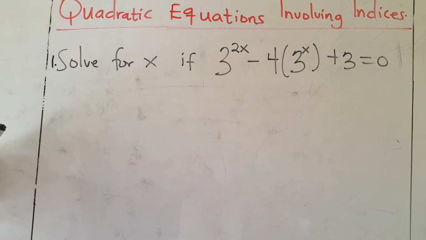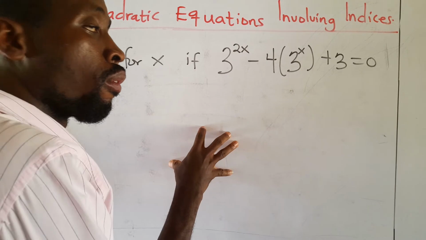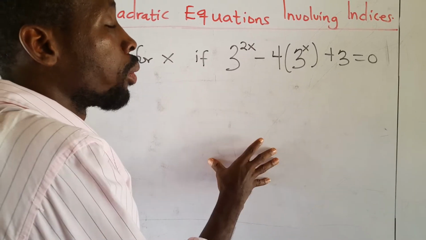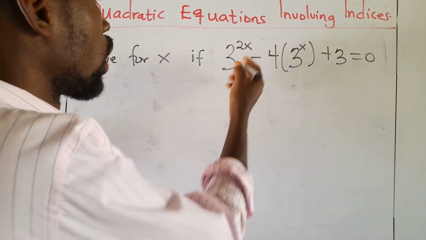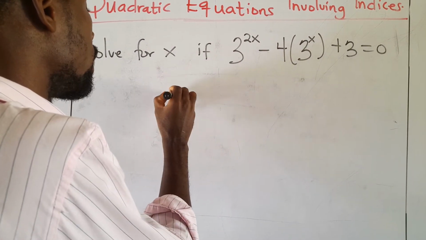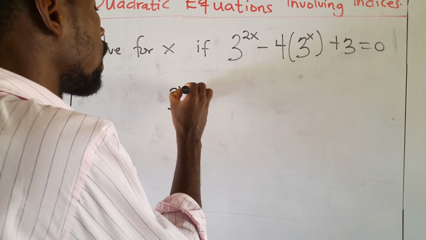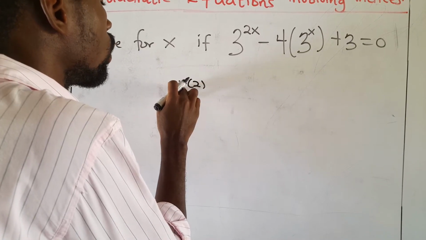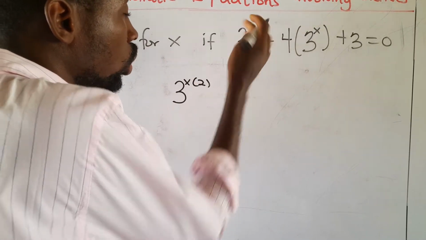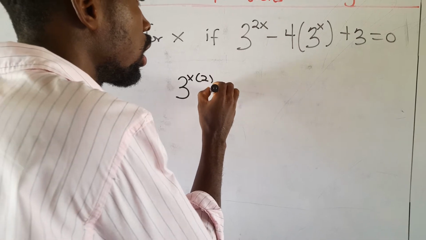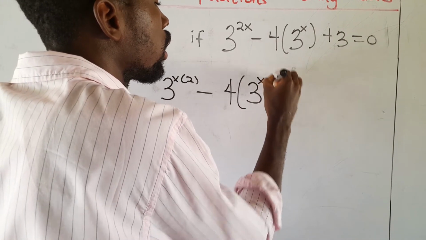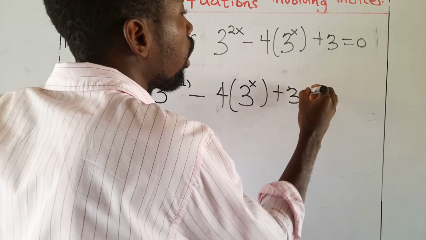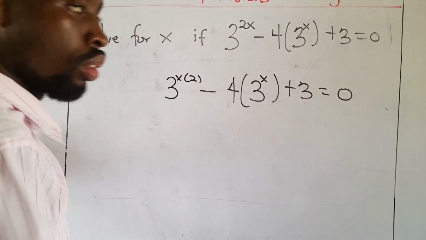Now how do we solve this? We have to reduce the indices problem to a simple quadratic equation. How do we do that? Look at this. You can rewrite this as 3 exponent x squared, which is the same as 3 to the 2x. I've not changed anything. Minus 4 times 3 exponent x plus 3 is equal to 0.